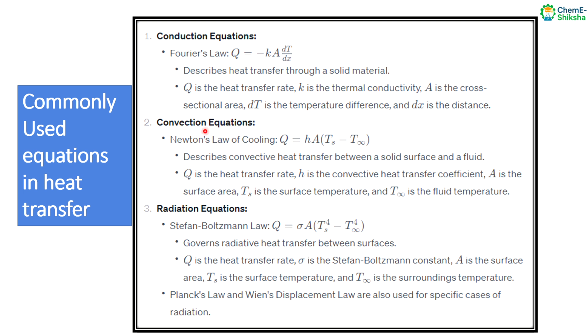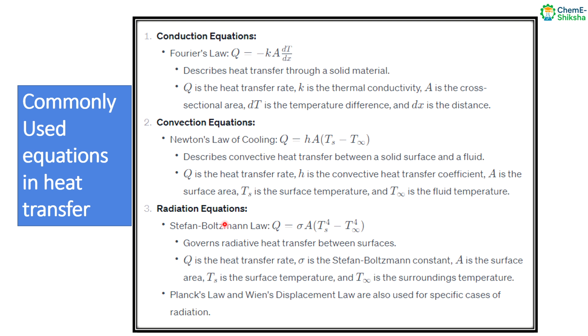Now we have the convection heat transfer. The governing equation for convection heat transfer is Newton's law of cooling, which tells us Q equals h into A into (Ts minus T infinity), where h is called the convective heat transfer coefficient, A is the surface area for convective heat transfer, Ts is the temperature of the surface, and T infinity is the ambient temperature, the fluid temperature. This describes the convective heat transfer between a solid surface and the fluid which is in contact with that solid surface.